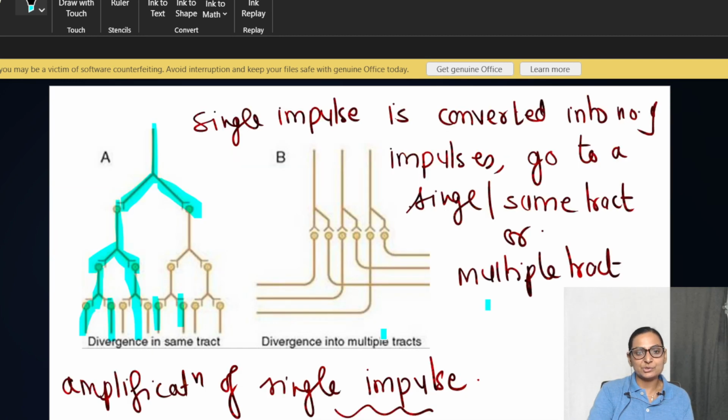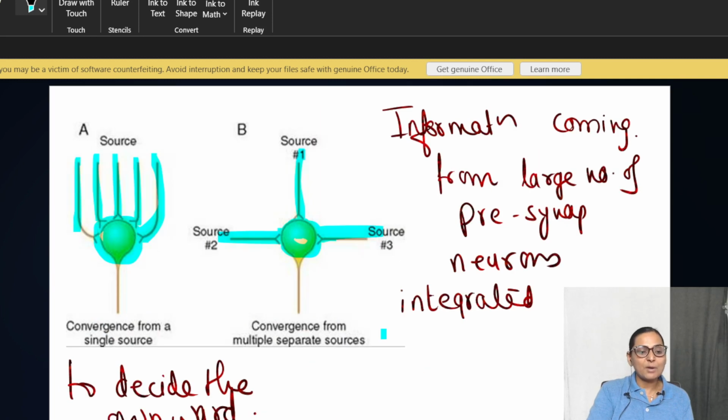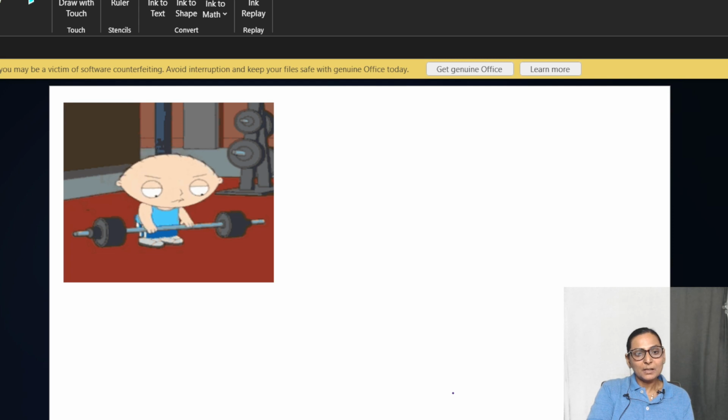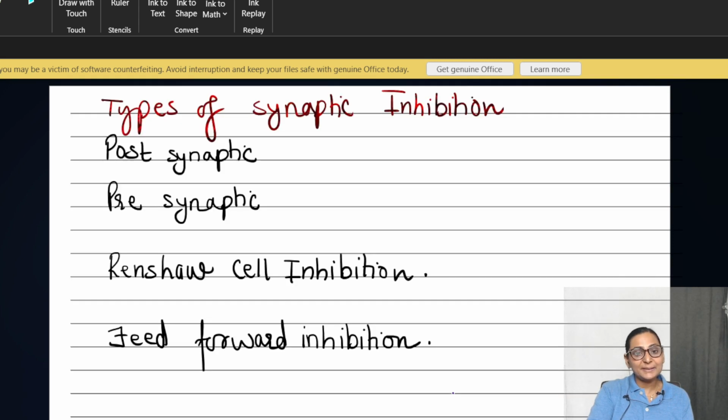So you bring about magnification of the impulse by this property of divergence. And remember that this property of divergence and convergence plays a very important role in another property, which is occlusion, facilitation, subliminal fringe. These complicated properties can be understood nicely when we know the concept of convergence and divergence. So synaptic inhibitions I'll be taking in the next lecture, because it is wholesomely another LAQ also, so I'll be covering that in part 2.